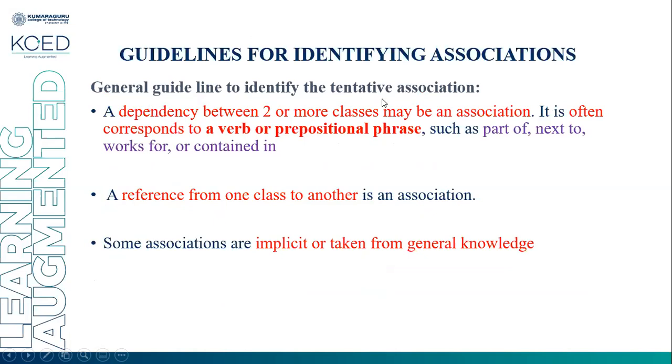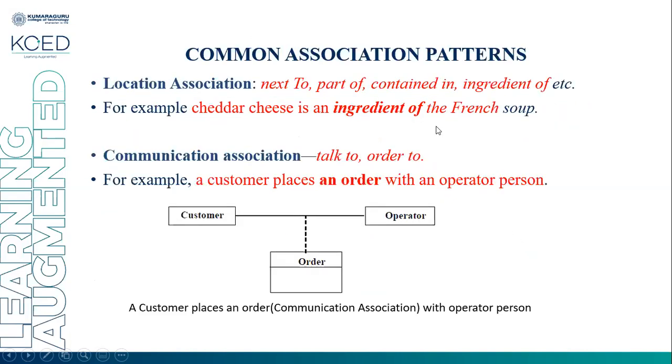General guidelines to identify the tentative associations are: first, a dependency between two or more classes may be an association. It often corresponds to a verb or prepositional phrase, such as part of, next to, work for, and contained in. A reference from one class to another class is known as association. Some associations are implicit and taken from general knowledge.